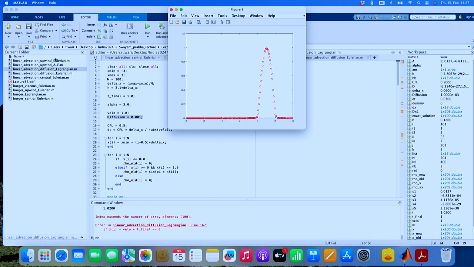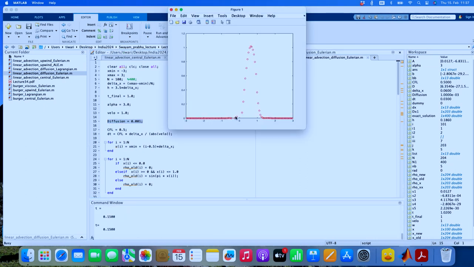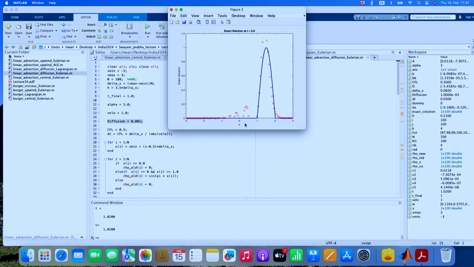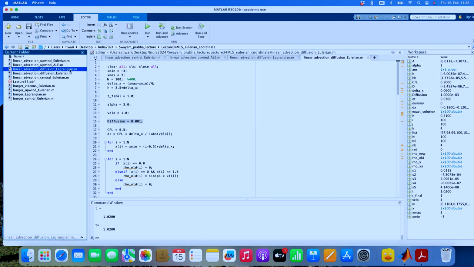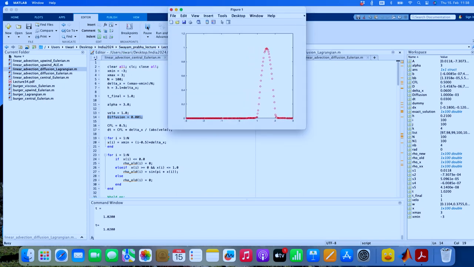Now, you check with the Eulerian coordinate with the same diffusion here. Yeah. So I get oscillation at the very beginning. Already in the early stage I get oscillation. If I go further, the solution is oscillating. But in the same case with the Lagrangian, no oscillation. So that is the advantage.